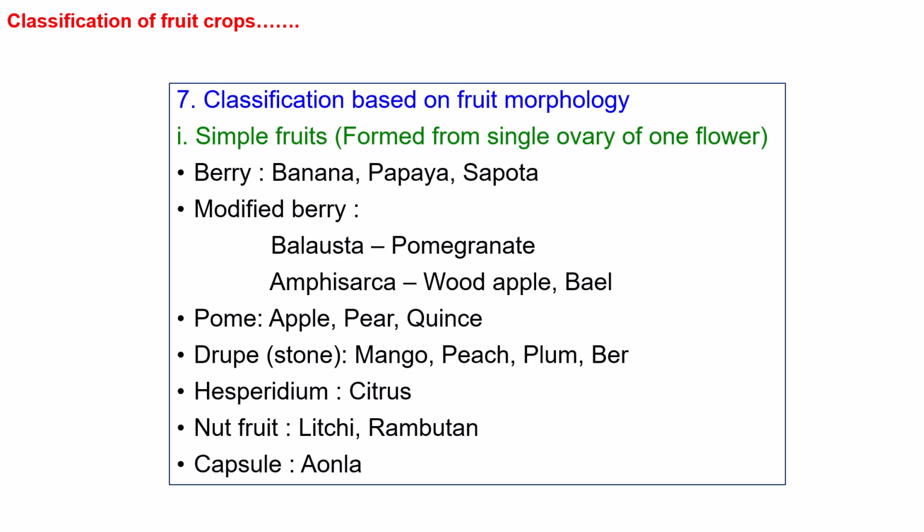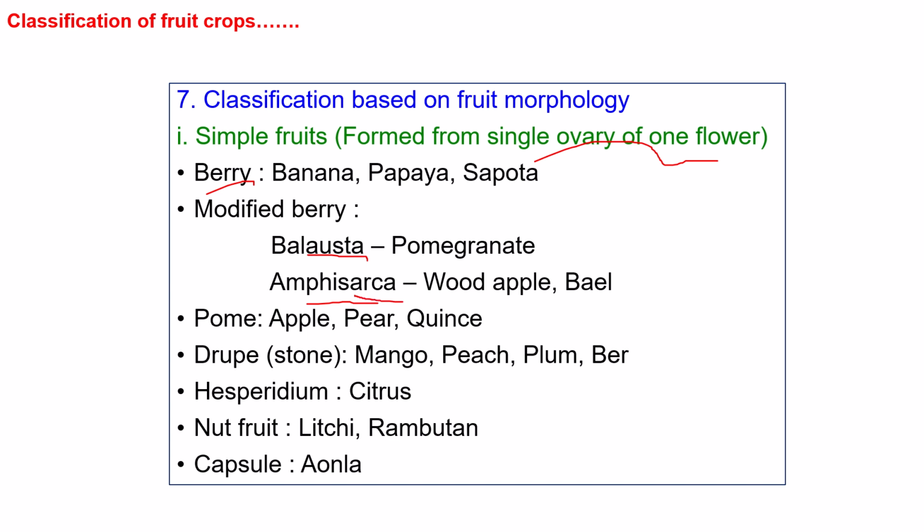In classification based on fruit morphology, like simple fruits and modified fruits or complex fruits. So in the case of simple fruits, it will be formed from a single ovary of a single flower. So from the single ovary of a single flower, the fruit will be formed. So example are berry, example banana, papaya and sapota. Then modified berry, there are two types of modified berry, that is balausta and amphisarca. Balausta example is pomegranate and amphisarca example is wood apple and bael.